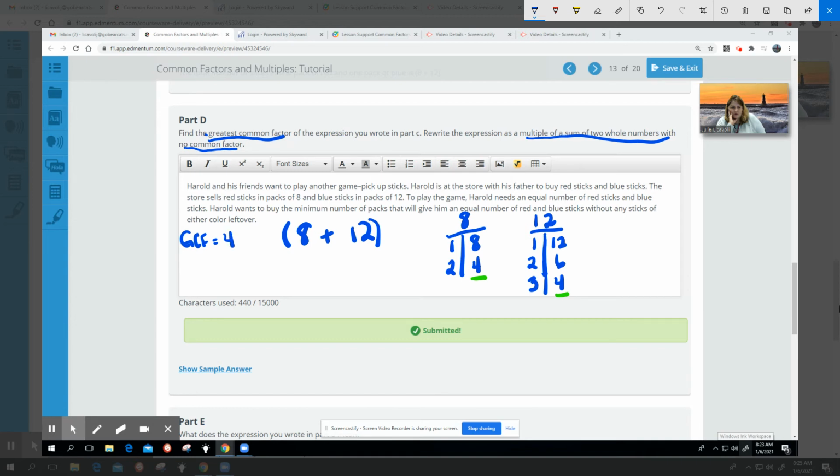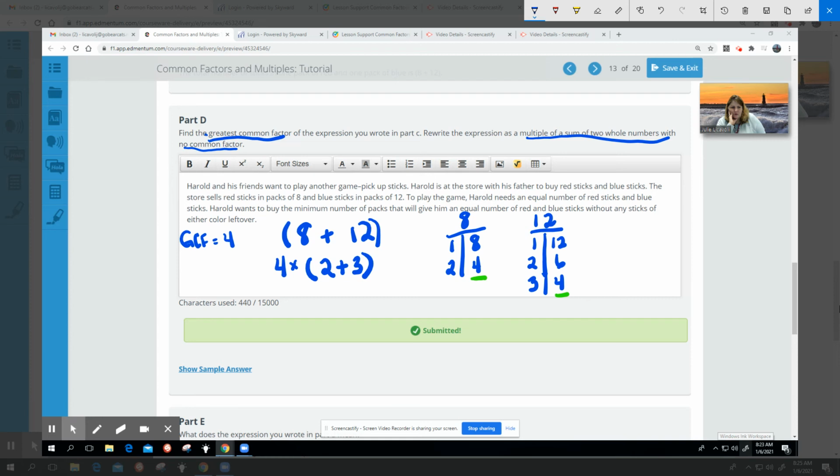And then when we factor out a 4 here, so we're going to put the 4 outside. 4 times 2 gives me 8. So that means if I take a 4 out of this expression, there's going to be 2 left in that first term. And 4 times 3 gives me 12. So if I take a 4 out, I'm going to have a 3 left.